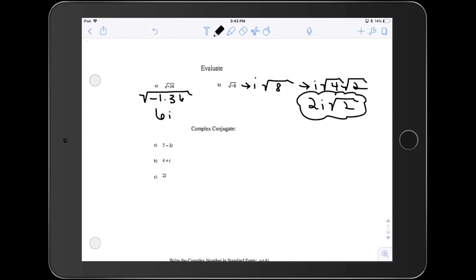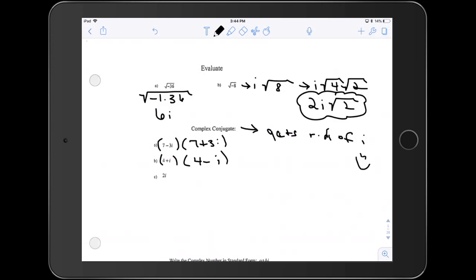Complex conjugate, you're going to just multiply by the conjugate, which is 7 plus 3i here, and FOIL it out. Or actually, it's just asking what the conjugate is. This gets rid of i, which is super, super cool. So conjugates are important to know. Like if I were to actually multiply by 4 minus i, I would get rid of my imaginary number.